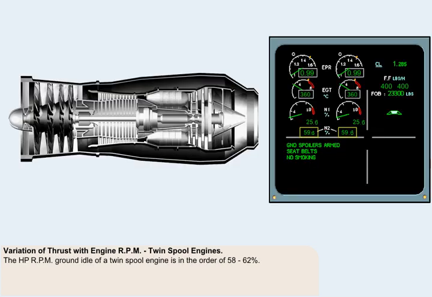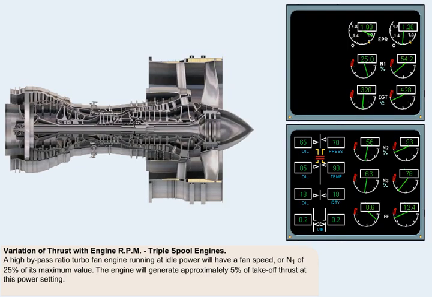The ground idle HP RPM of a twin-spool engine is in the order of 58 to 62%, and the LP RPM idles on the ground at about 25%. In flight, these idle values will be higher because of the windmilling effect caused by the forward airspeed. In a high bypass ratio turbofan engine which is running at an idle power setting, the fan speed, or N1, is 25% of its maximum value. The engine will generate approximately 5% of takeoff thrust at this power setting.